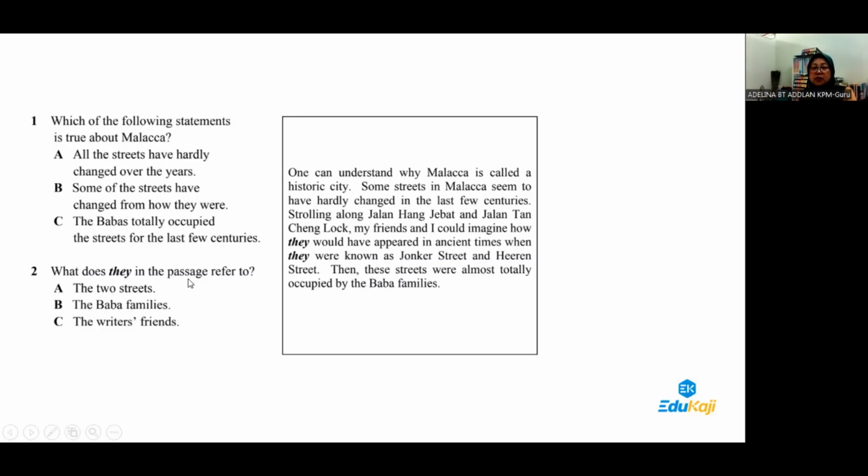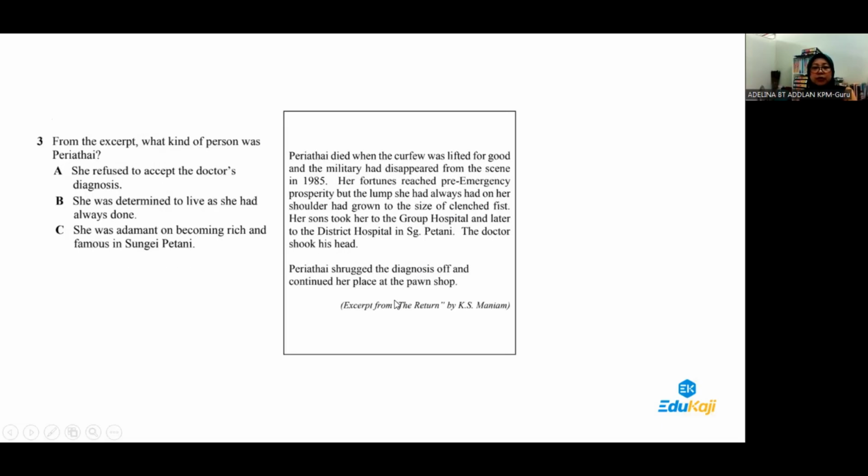So what does "they" in the passage refer to? Definitely, it is referring to the 2 streets. It's already mentioned here, some streets. You're not talking about Baba families, because Baba families are only mentioned in the last paragraph, and you're not talking about the writer's friend. It was not mentioned here at all. Friends here are only referred to when this particular writer with the friends are walking around where? At the streets. So they are actually talking about the streets in Malacca. Okay, let's continue.